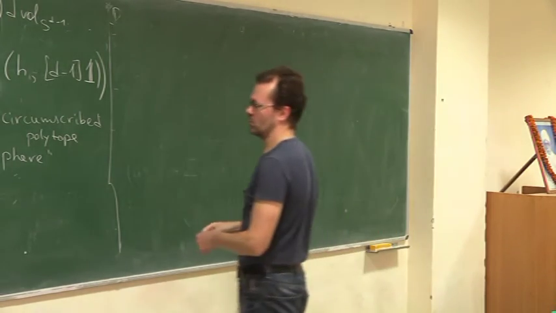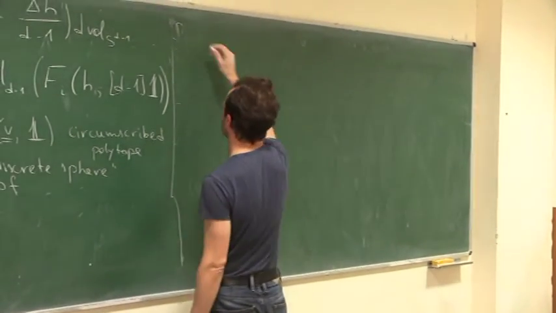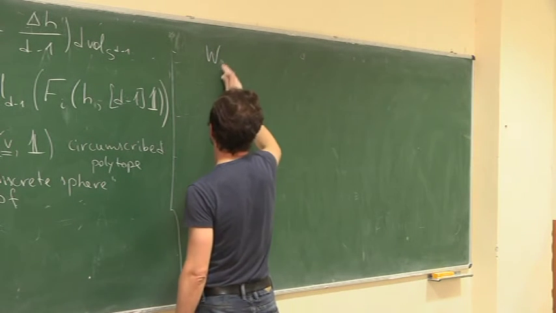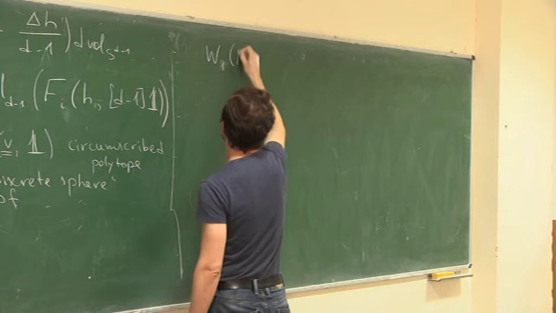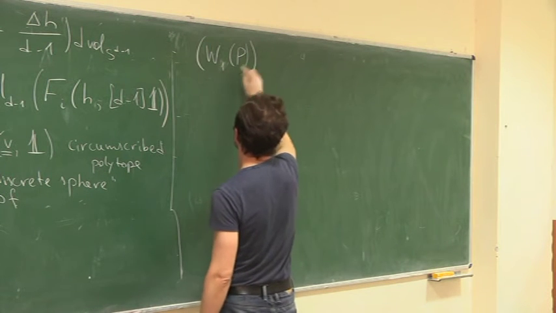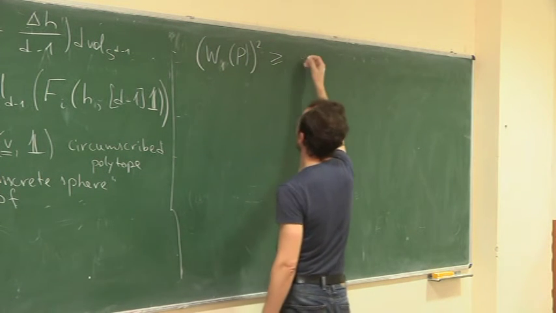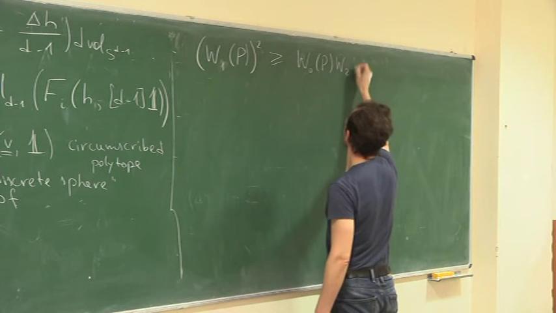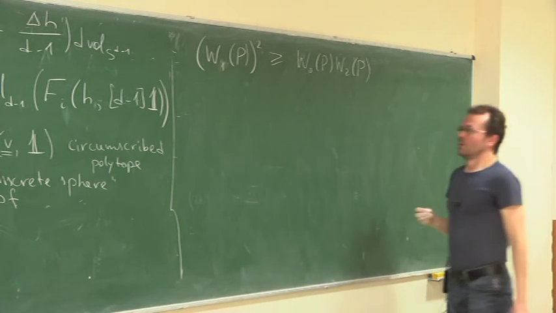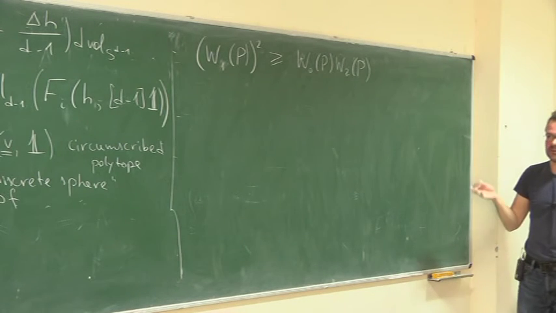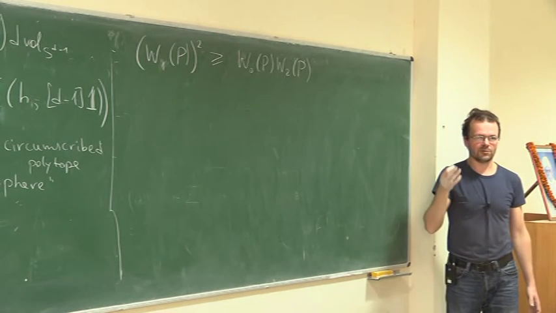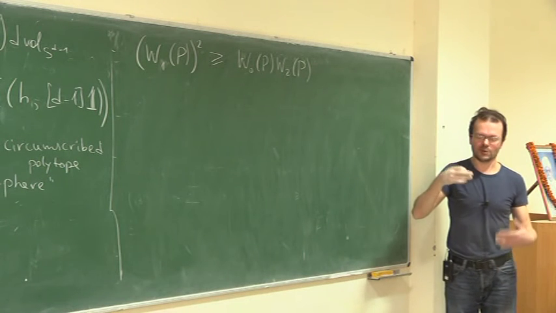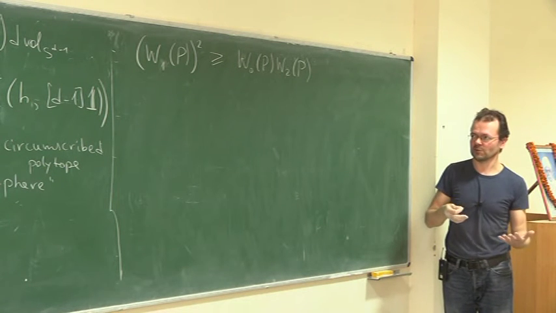Because of the inequality that we proved in the first hour today, the inequality W1 squared, sorry, W1 of P, of the polytope P, is bigger or equal to W0 of P times W2 of P. We have proved it from the fact about the spectral gap of the Laplacian in the smooth case. But the inequality is true anyway, so one can also prove it by some different method.